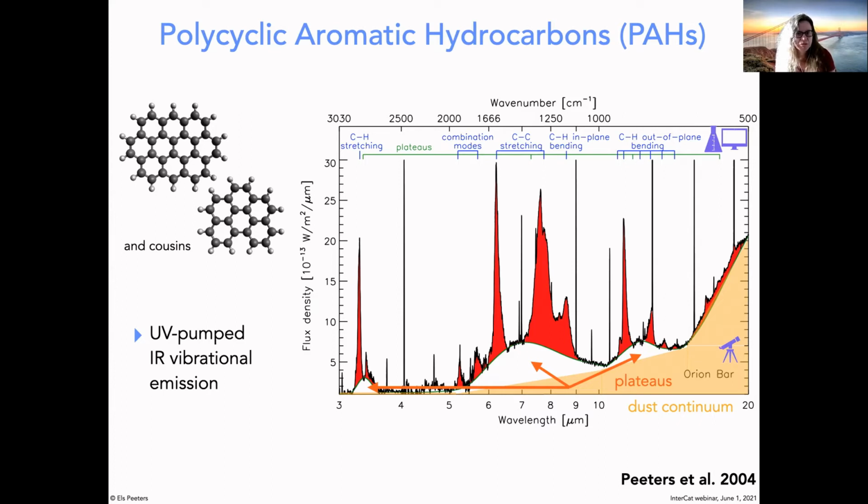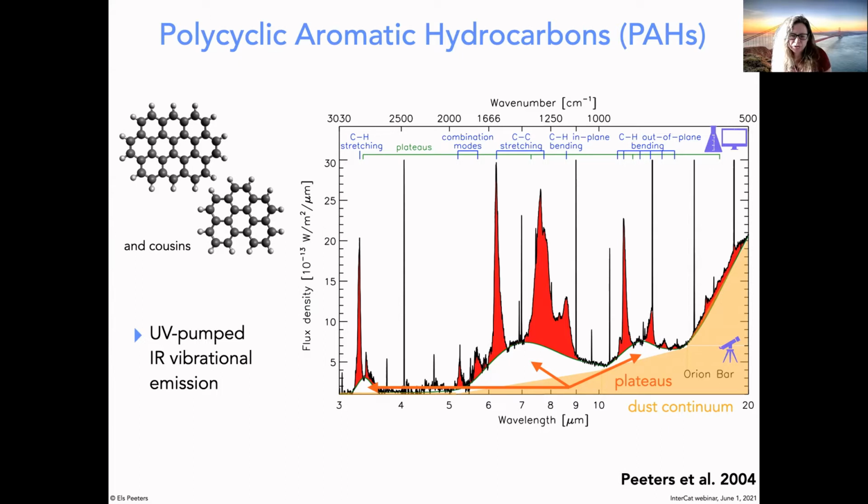It basically means you have your PAHs as defined by the chemical definition, but that you could also make some changes. You can change a hydrogen with a side group. You can change a carbon atom with, for example, a nitrogen atom. And so all of these related molecules, cousins, are also taken into the term of the PAHs for astronomers. And so the most common way that we observe them in space is through their vibrational emission.